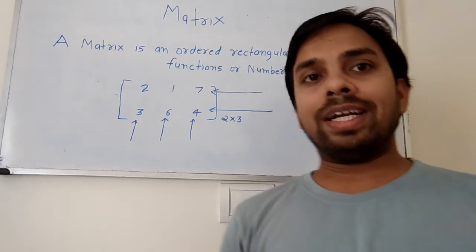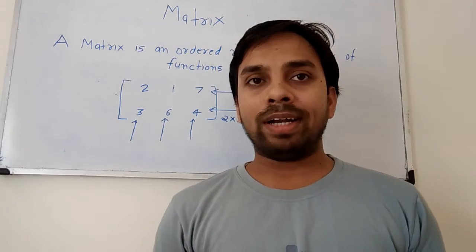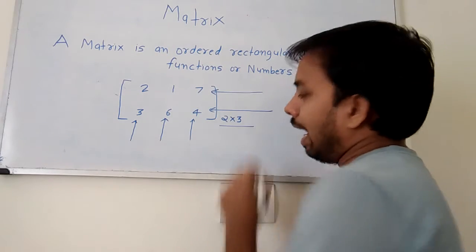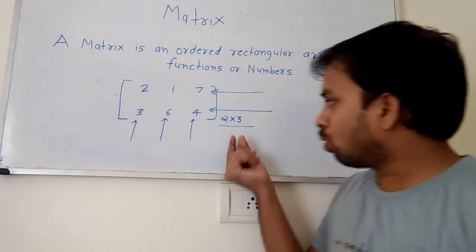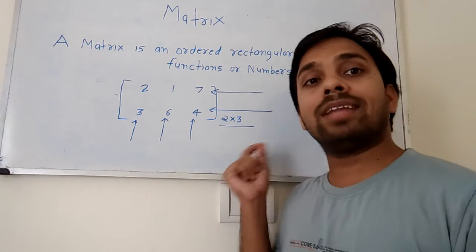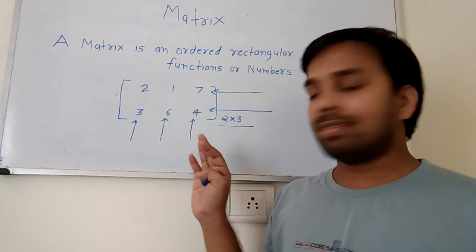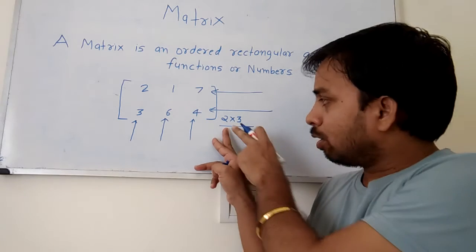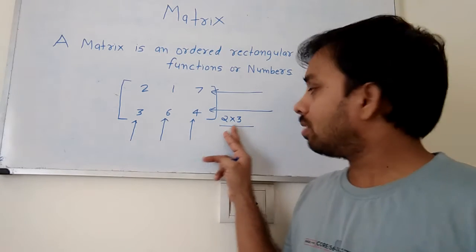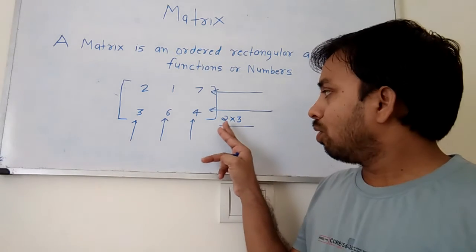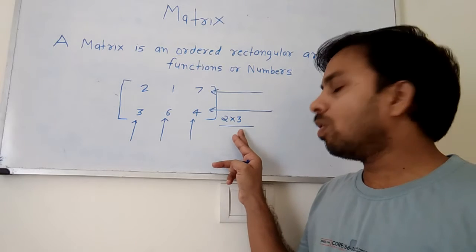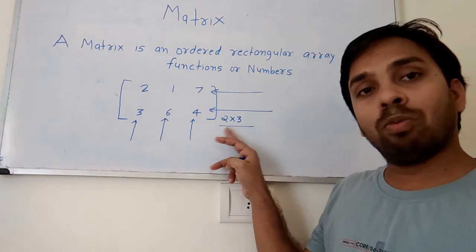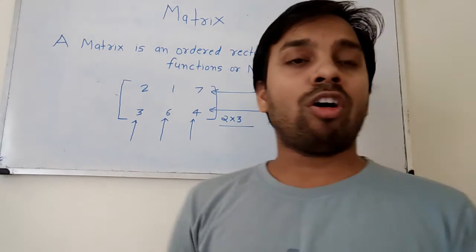Okay, the next thing that comes to our mind is, what is this? I have written here 2 cross 3. You can say 2 by 3. It indicates that in a matrix there are two rows. First is row and second is column. Row and then column. So this is called 2 cross 3 or 2 by 3. This is called the order of matrix.